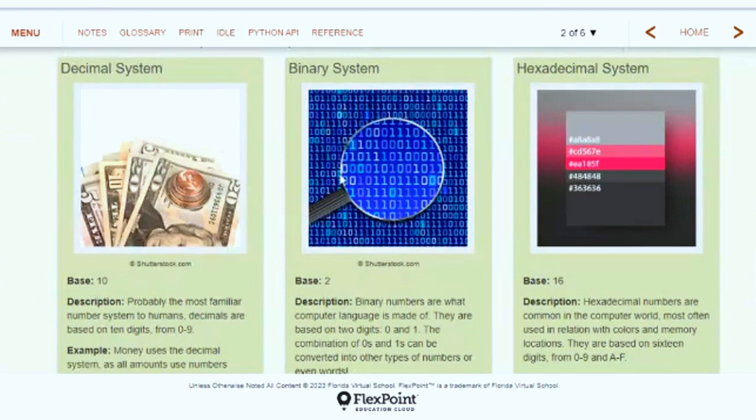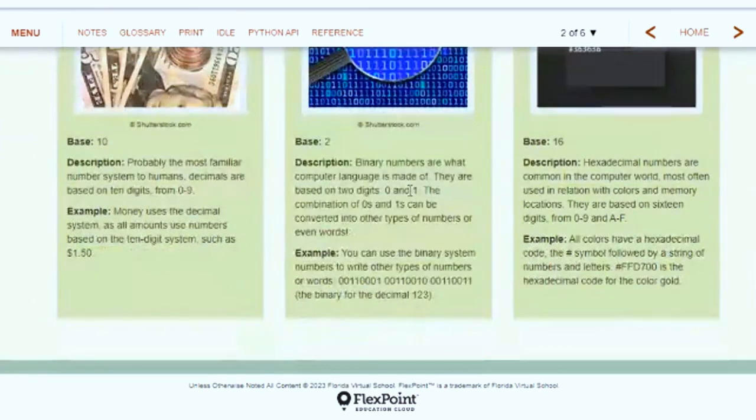Then we have the binary system that I just showed you on paper. Binary numbers are what computer languages are made of. They are based on the digits 0 and 1. So the combination of zeros and ones can be converted into other types of numbers or even words. You can use the binary system to write other types of numbers or words. So here it is, the binary for the decimal 123.